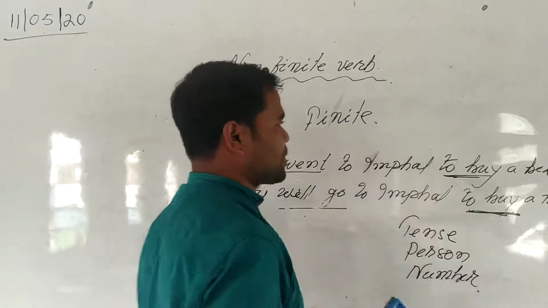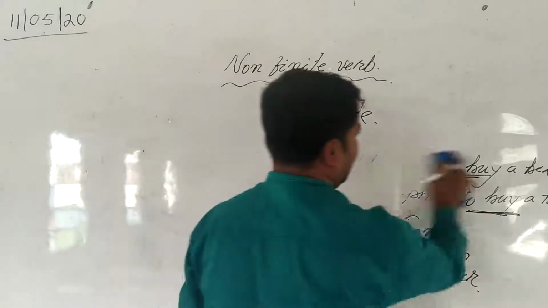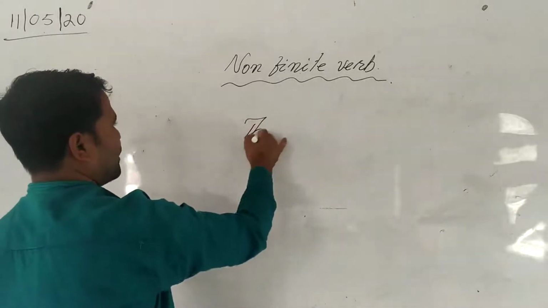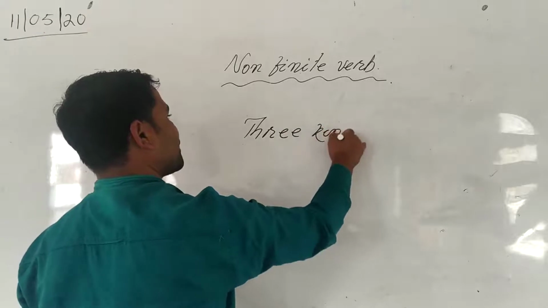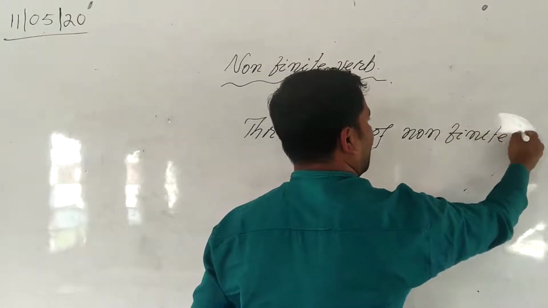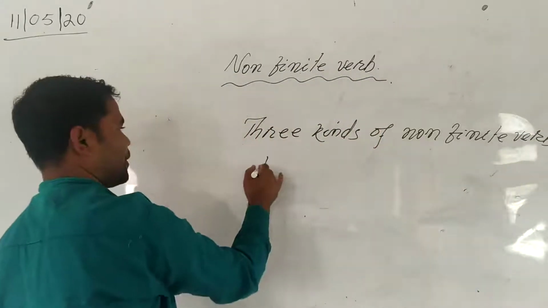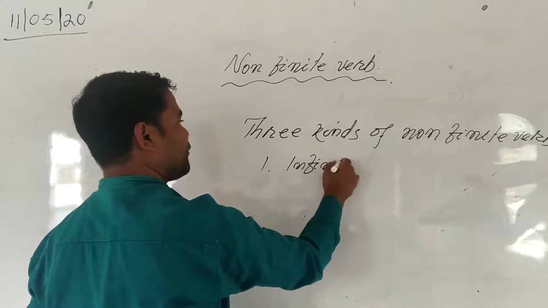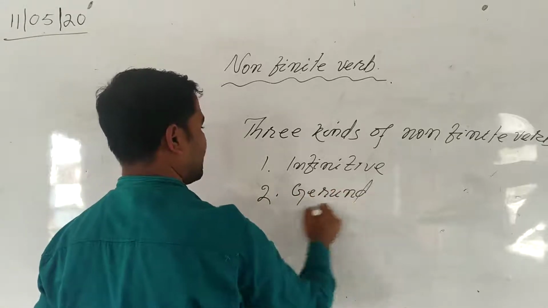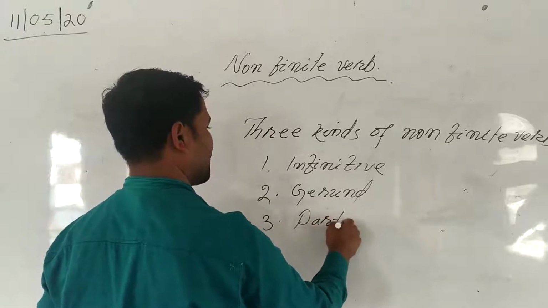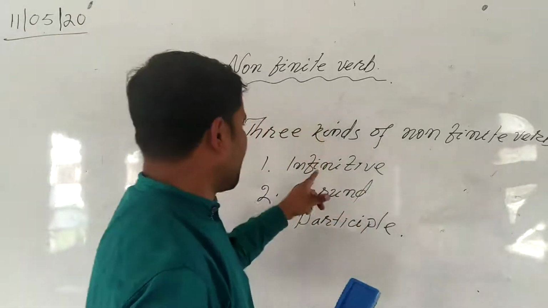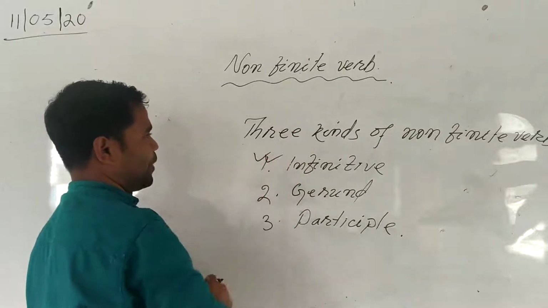Then these non-finite verbs can be grouped into three different kinds. That means there are three kinds of non-finite verb. The first one is infinitive, the second is gerund, and the third one is participle. Okay, these are the kinds of non-finite verb. First, let us speak of the infinitive.